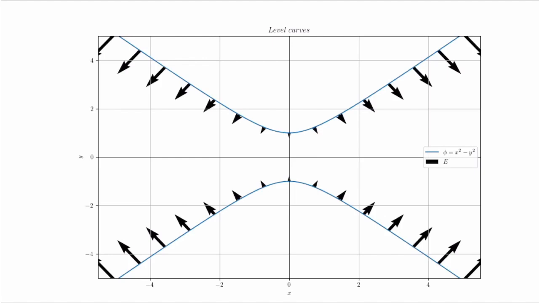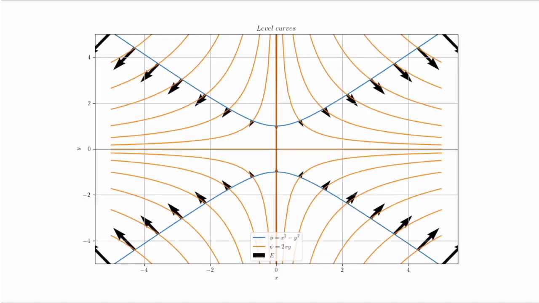So you can see that as you come closer to 0, the magnitude becomes smaller, and it is pointing in the direction of 0, while as you move away, its value becomes larger and larger. You can see that the potential goes as x squared minus y squared. At each point, let's also construct the curve psi equals 2xy equals constant.